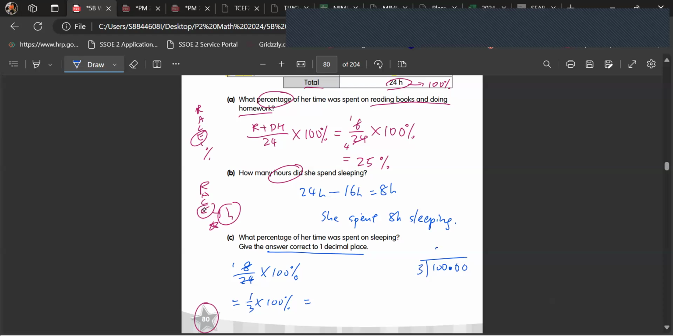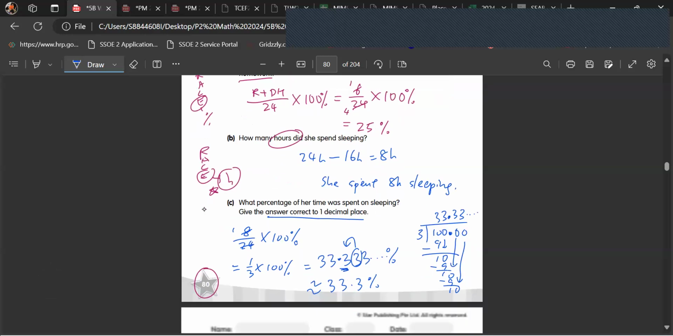Divide by 3. Okay, 3 minus 1. Bring down 3, 3 minus 9, 1. Decimal, bring down 3. And then it continues. So you got 3.3 whatever percent. 3.333 percent. Round to 1 decimal place. So here, round down. Okay, finish. Last page, let's go.